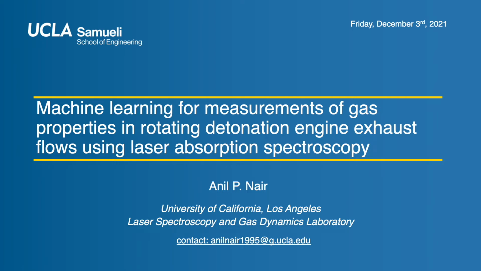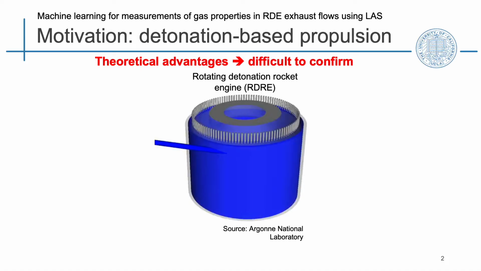My name is Anil Nair, and I'm going to discuss machine learning for measurements of gas properties in rotating detonation engine exhaust flows using laser absorption spectroscopy. Our motivation is to study detonation-based propulsion, which has several theoretical advantages compared to conventional rocket propulsion. These advantages, however, have been difficult to confirm in practice.